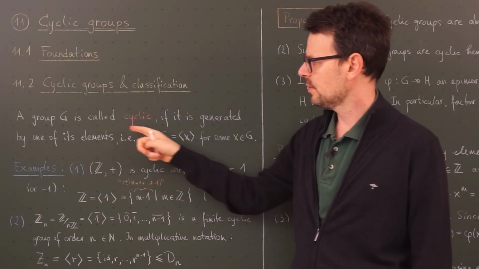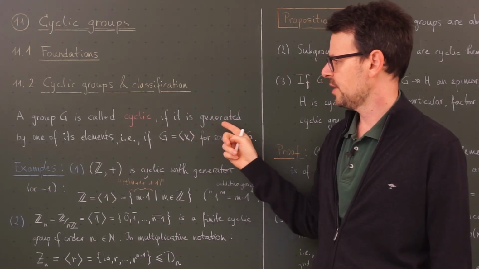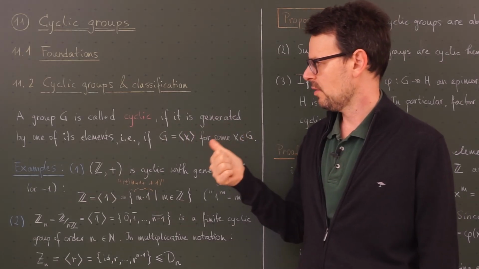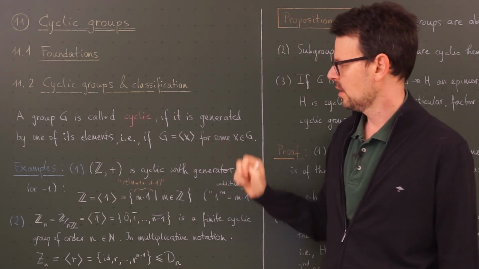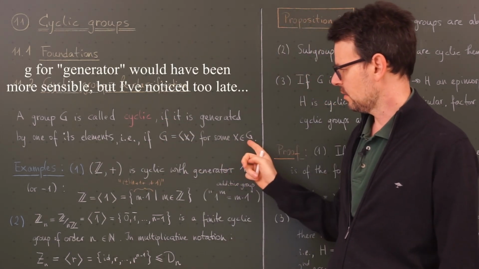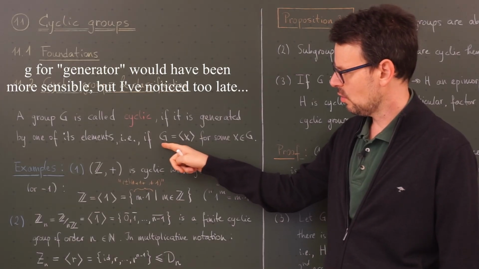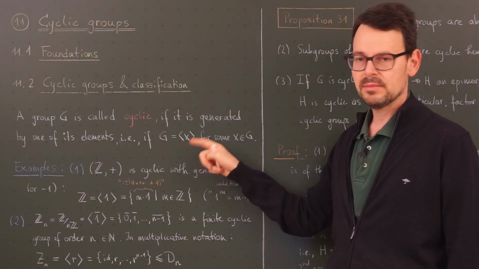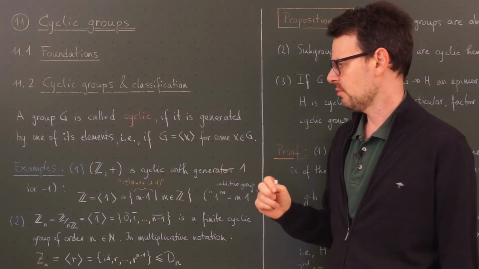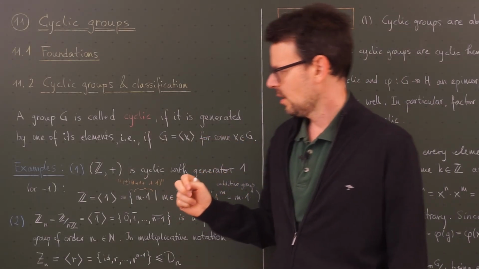A group G is called cyclic if it is generated by one of its elements. So it's called cyclic if there is an element, small x, lying in the group, such that the whole group is given by the cyclic subgroup generated by this element. Then the group is called cyclic. Okay.